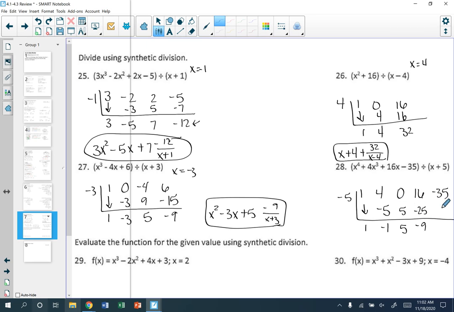And 9, negative 5, 45. We get a remainder of 10. Started with an x to the 4th, so our answer is x cubed minus x squared plus 5x minus 9 plus 10 over x plus 5.